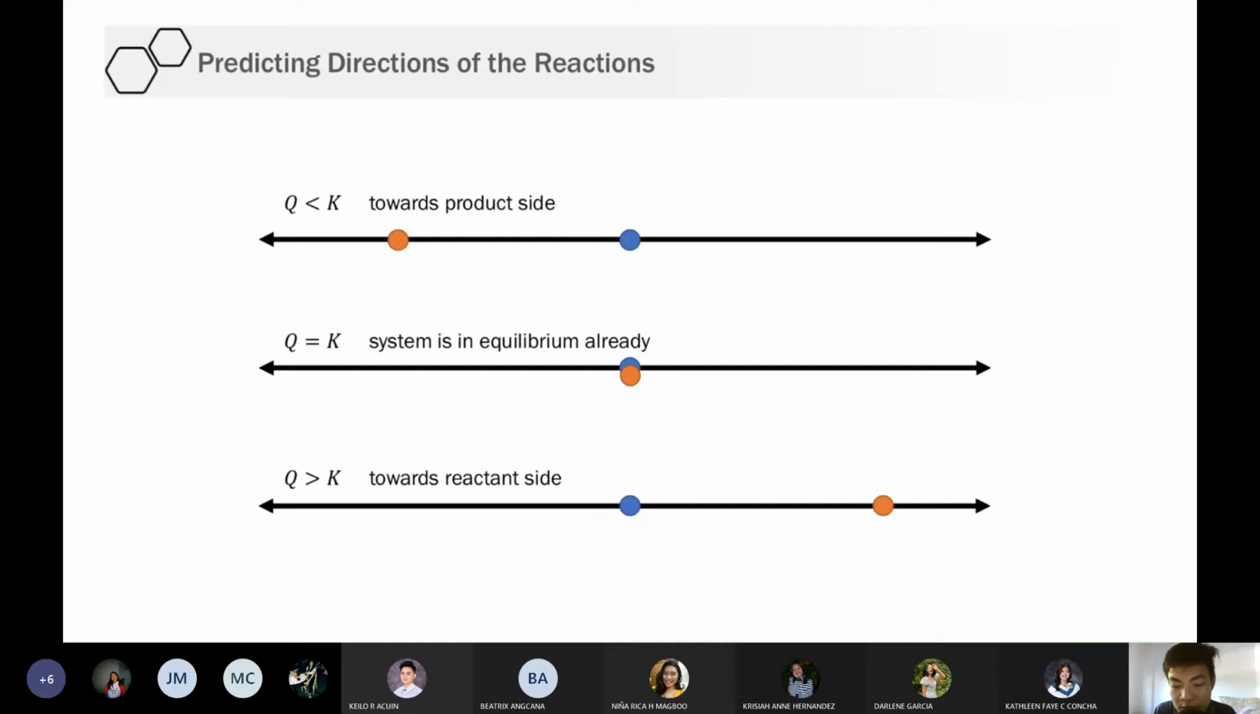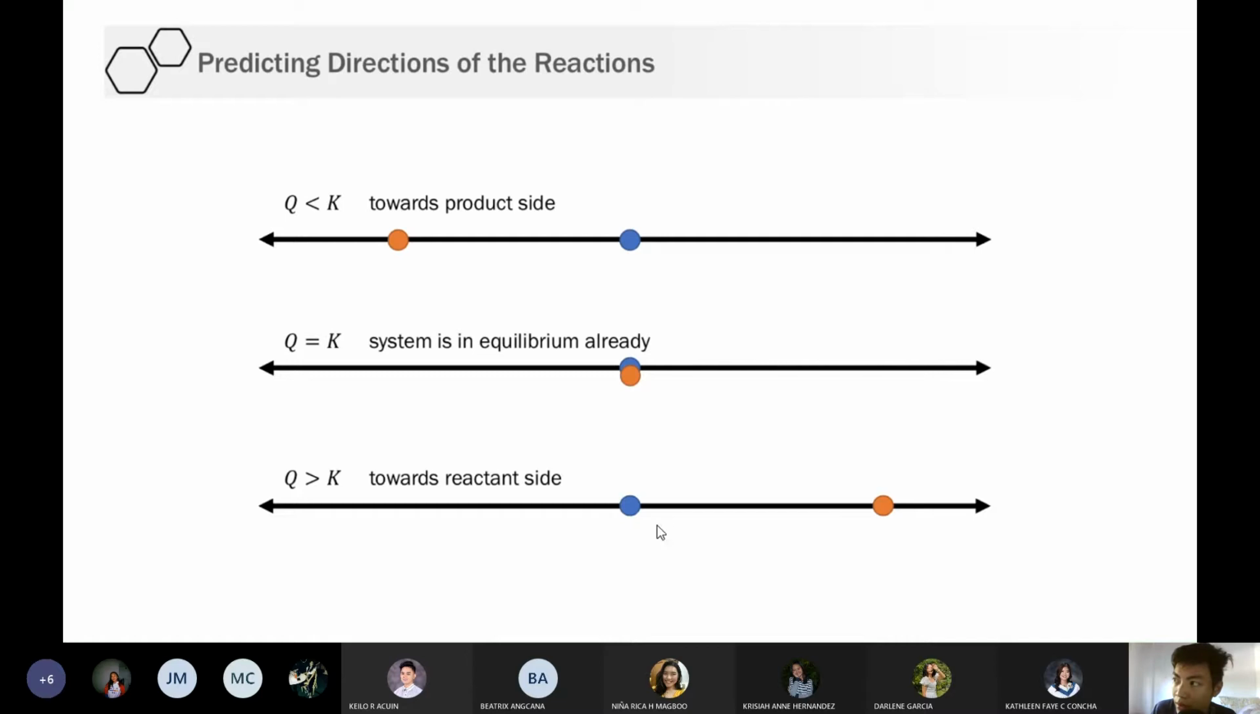So if Q is less than K, so again, the blue circles are the K values, then that means there are more reactants than products. So you have to move your reaction to the right. The reaction will proceed towards the right to achieve equilibrium. If your Q is already equal to K, then there's nothing more to do. It is already in the equilibrium state.